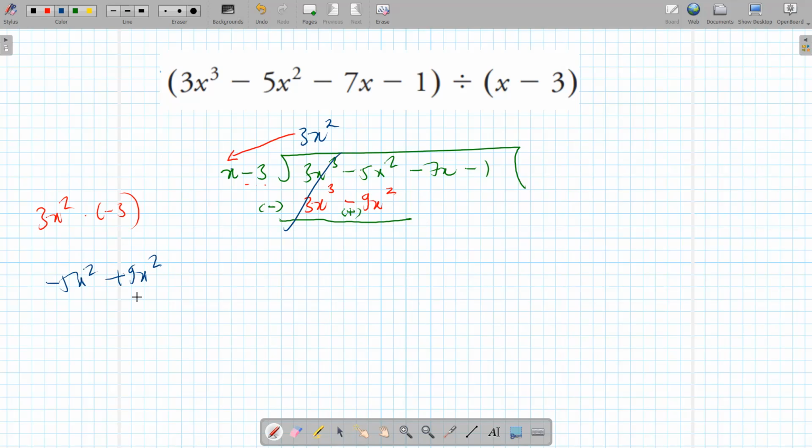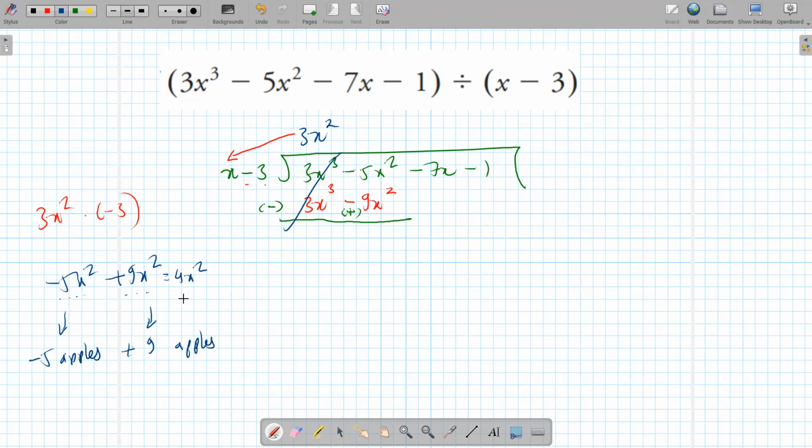Is it 10x to the power of 4? No. It is, again, like terms. 5x squared plus 9x squared, they're like terms. It's basically asking you, if you have minus 5 apples, you add this with 9 apples, how many apples do you have? 4, exactly. You have 4 apples. You have 4x squared.